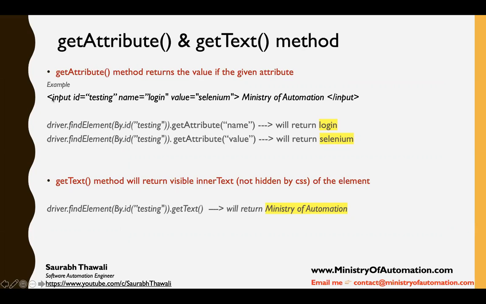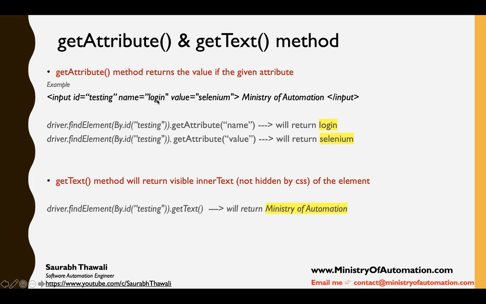So this is a perfect example. You have an input tag in front of you where it has an ID attribute. The value of ID is testing, the name attribute, a value attribute, and then there is an inner HTML or inner text. You can say the display text, and then the tag closure. So if you use driver.findElement(By.id), and then here you define the ID testing, and then you say getAttribute. You want to getAttribute. Now you can define any of this, right? So you wanna check the getAttribute of name.